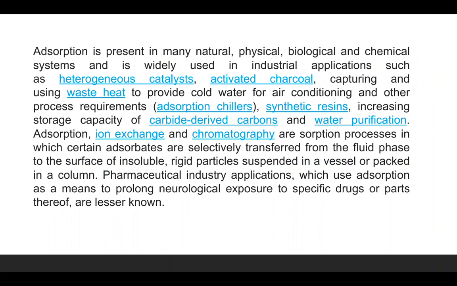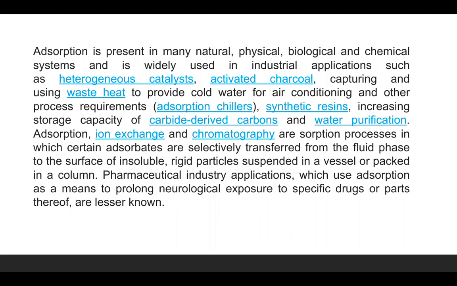Adsorption is present in many natural, physical, biological, and chemical systems, and is widely used in industrial applications such as heterogeneous catalysis. So heterogeneous catalysis is the type of catalysis where the phase of the catalyst differs from the phase of the reaction or the product.